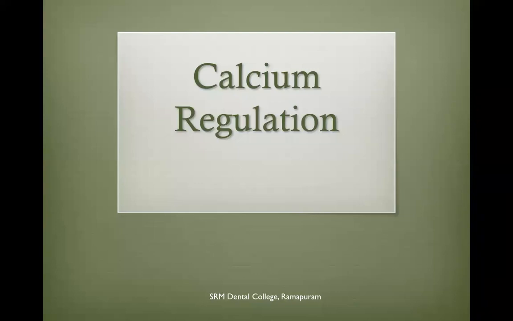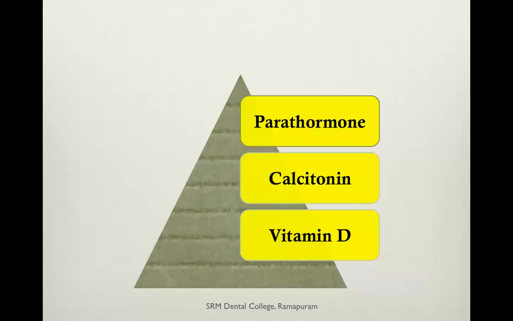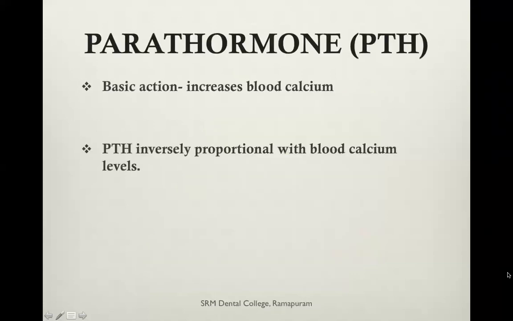Now we will step into the important topic, which is regulation of calcium or calcium metabolism. Three important factors play a crucial role in the regulation of calcium. They are parathormone, calcitonin, and vitamin D. First, we'll see about the parathormone. Parathormone is the hormone of the parathyroid gland, otherwise called PTH. The basic action of parathormone is to increase the blood calcium. Parathyroid hormone is inversely proportional to the blood calcium levels. That is, if one decreases, the other increases.